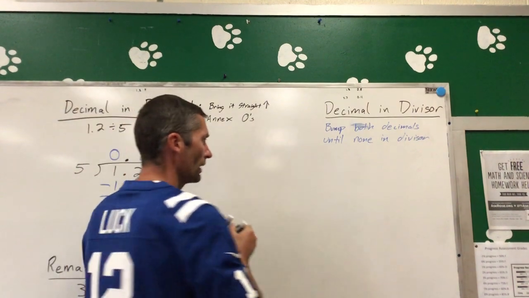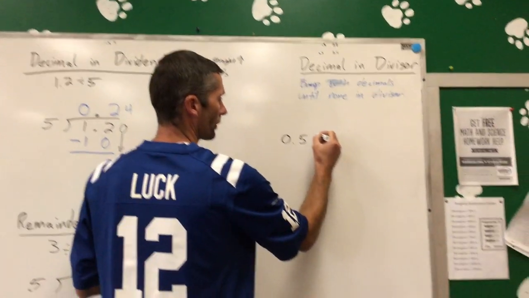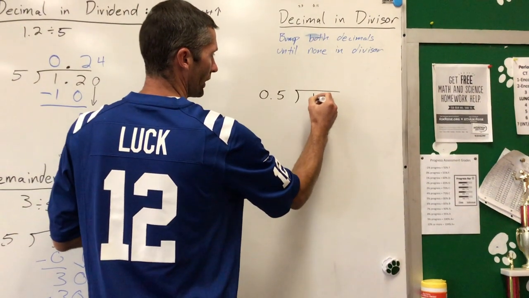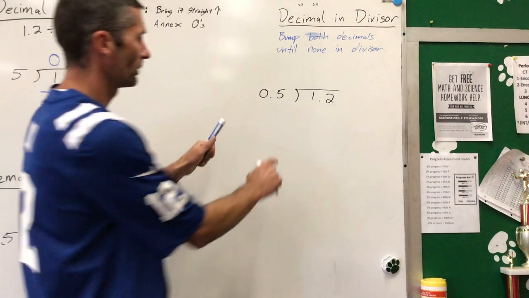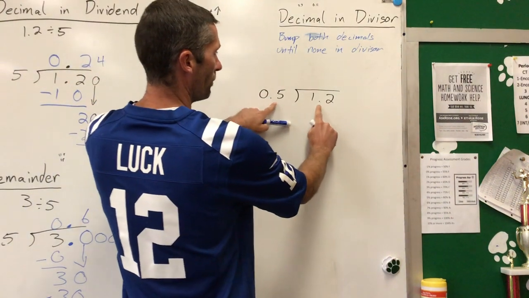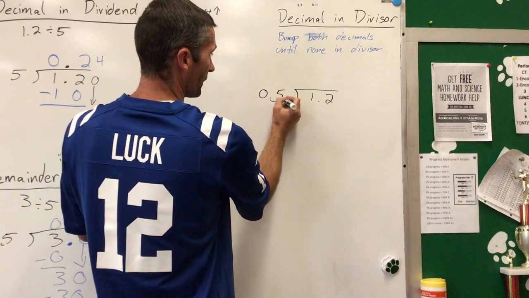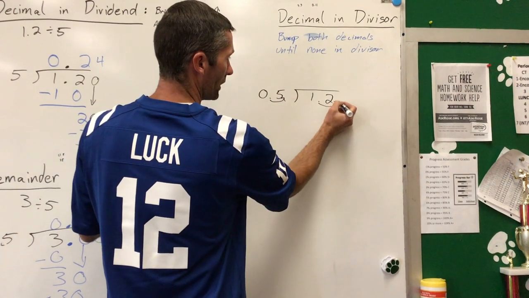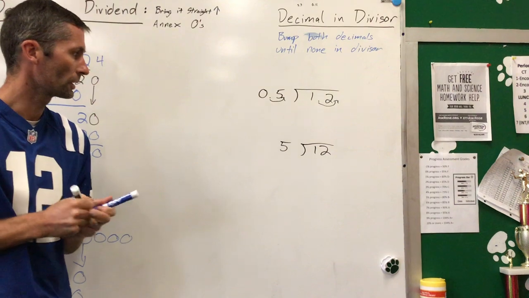Okay, so here's what I have. I have 1.2 divided by 0.5. I cannot have this decimal, so I'm going to bump it out. I'm going to bump them both. Bump them both to the right. I bump that to the right. I bump that to the right. And now I'm left with 5 into 12. Okay? So just like we did earlier.